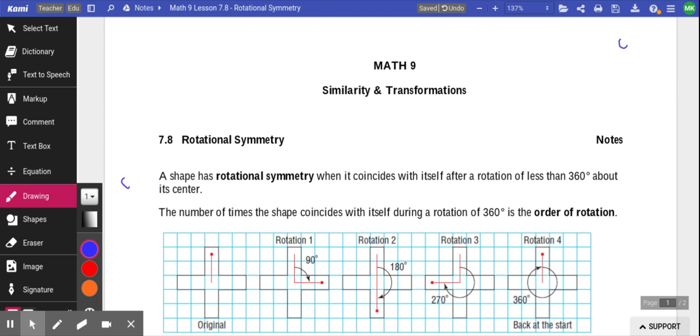Today, what we're going to talk about is something called rotational symmetry. In layman's terms, rotational symmetry is how many times you could rotate something and it still looks the exact same as when you originally had that object.